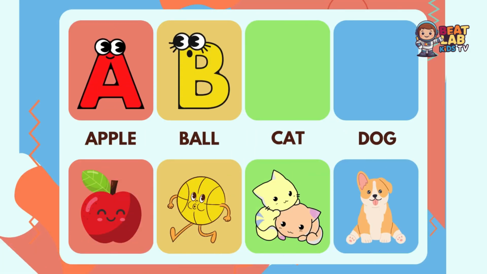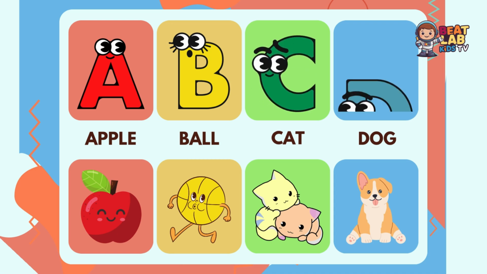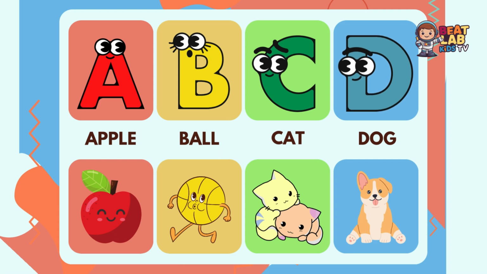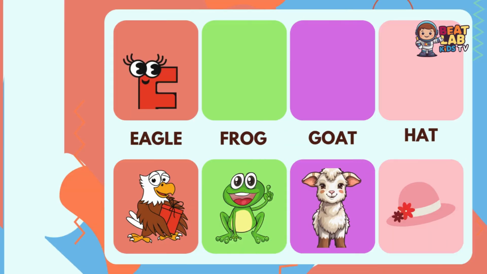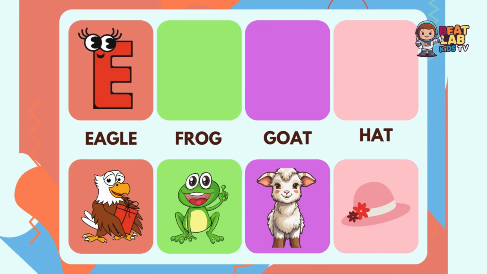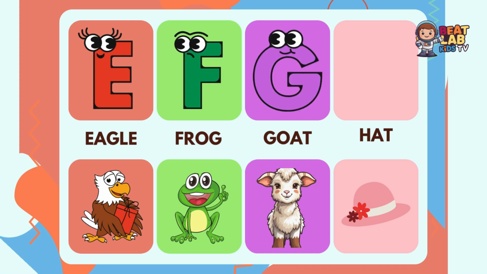B is for ball, B-A-L-L. C is for cat, C-A-T. D is for dog, D-O-G. E is for eagle, E-A-G-L-E. F is for frog, F-R-O-G. G is for goat, G-O-A-T.